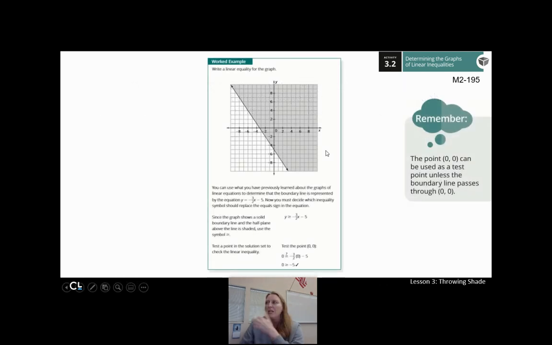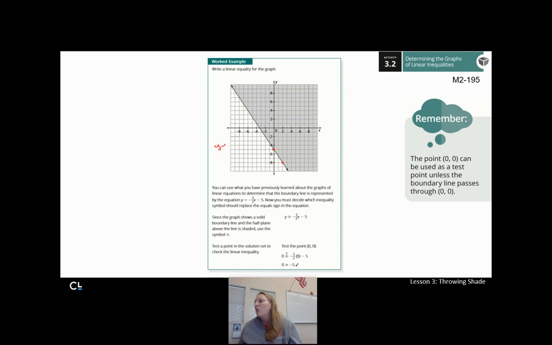Let me show you what I mean. So here I have a graph, and we're asked to write a linear inequality for the graph. So first thing I notice is that we have a y-intercept at -5. And if I pick another point, I'm going to pick a point to the right. That tends to work better, I think. So if I pick another point on the line, I can see that I had to go down 3 and over 2.